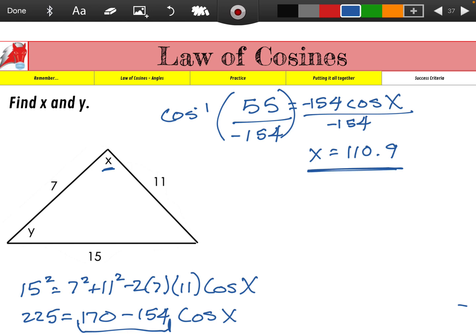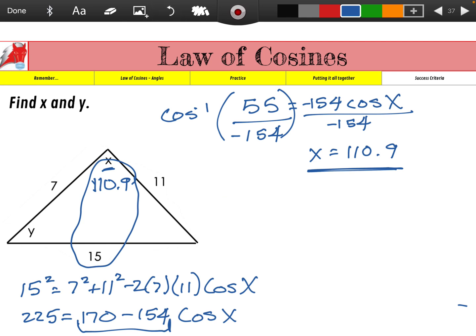Do I have to do that whole thing again? I got to do law of cosines again? No. Look what I got now, 110.9. Look at the relationship I got. Now I can do law of sines, make it easier on myself. Well, I'm actually going to have you do that.